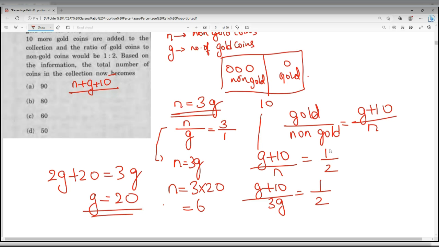And we had to calculate n plus g plus 10. N is 60, g is 20, plus 10. That is equal to 90. So please be very careful here. Don't make the same mistake that I did.